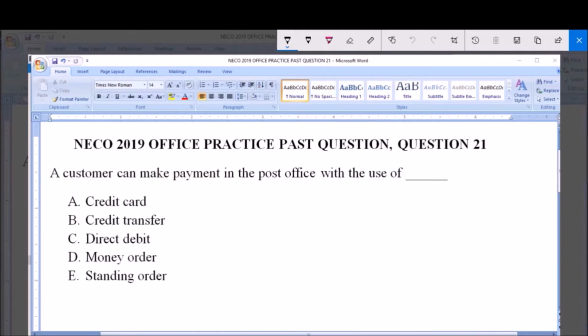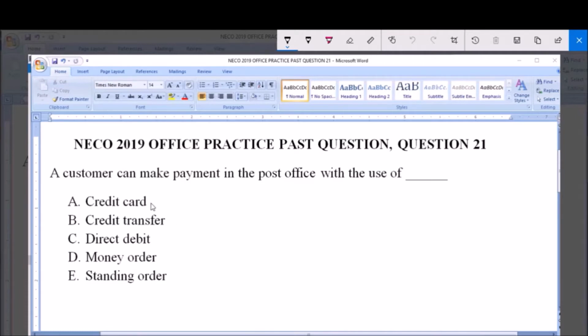Now, I want you to understand that making of payments in the post office simply means making a payment to a person. That is, a payer is trying to pay a payee. Now we are asked that this can be done using dash. Now let's analyze each of these options and their uses.